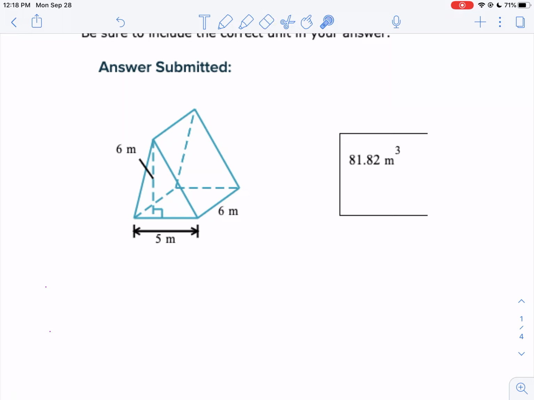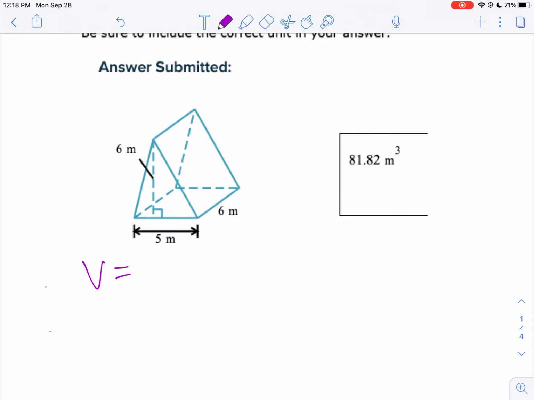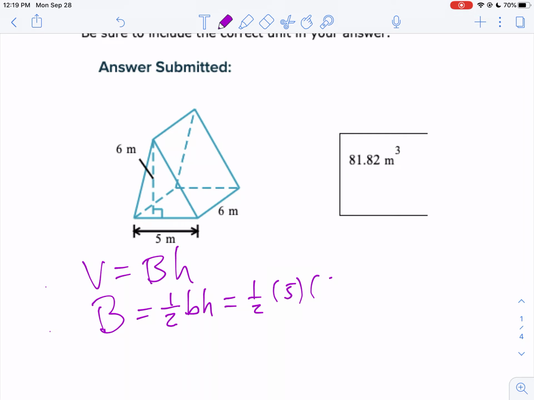Notice it's a prism because there is a triangle here and a triangle there. So the volume of a prism is the area of the base times the height. Well, the base is a triangle. So to find the area of a triangle, we go 1/2 times little b times h, little b for the base of the triangle. Well, in this problem, the base of our triangle is 5, and our height is 6. So we'll go 1/2 times 5 times 6.